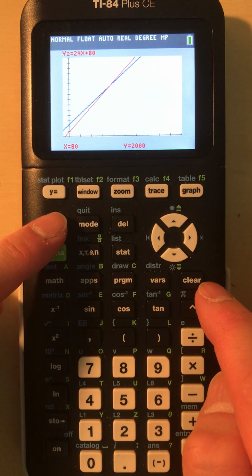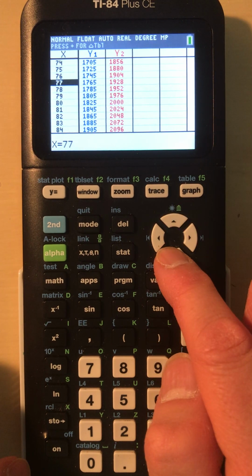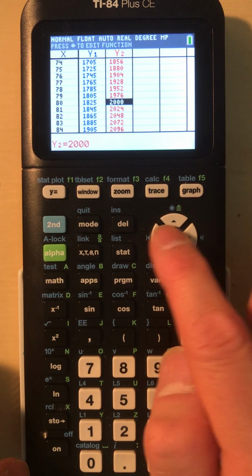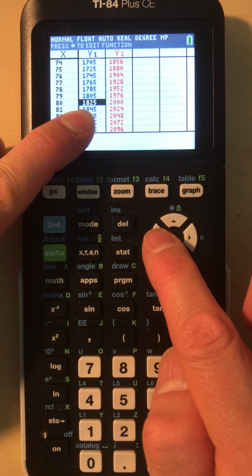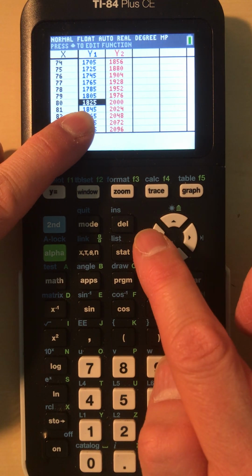The other way you can look at it is go to second, table, and if you go to 80, which one is cheaper? So $1,825 for company A, $2,000 for company B, so company A is cheaper.